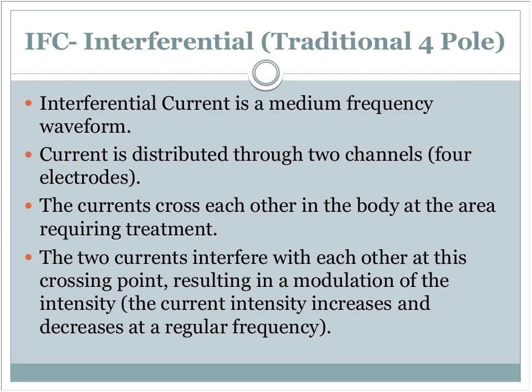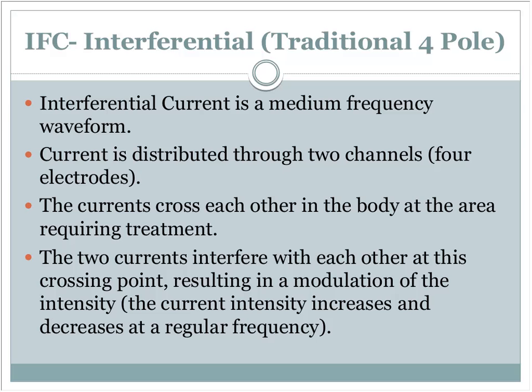Both machines have 2 channels. Each channel has 2 leads, okay? So you're looking at 4 poles. It's a medium frequency waveform, so kind of the middle of the range of how frequently that's coming on. If you remember, we talked about frequency, how many cycles per second is going on. Current is distributed through 2 channels, like I said, so you have 4 electrodes.